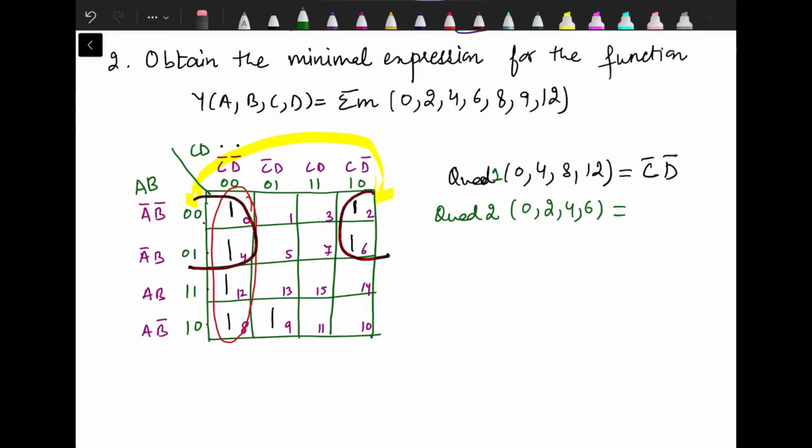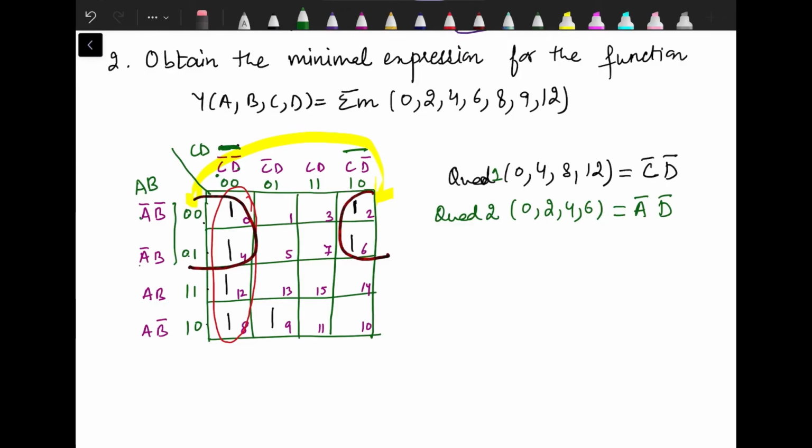For this quad, if we check the row labels, A is remaining 0. So A is the same while B is changing. So A 0 means A complement. And if we check column wise, C is changing from 0 to 1, so C is not there in the expression. D is remaining 0 in both the cases. So it's written as D complement.